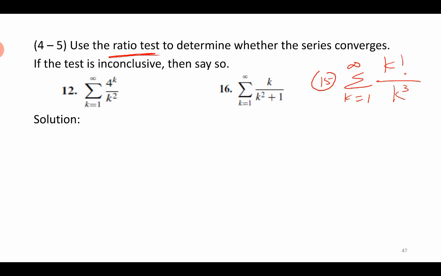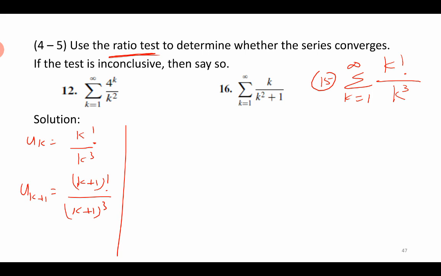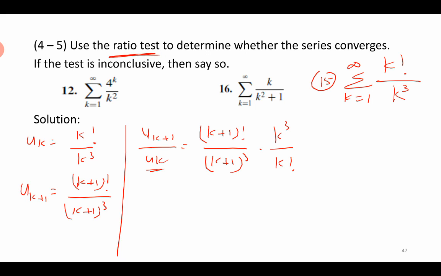Problem number 15. What is u_k, the kth term? It is given as k factorial divided by k cubed. What is u_(k+1)? Replace k by k plus 1: (k+1) factorial divided by (k+1) cubed. Now what is the ratio? u_(k+1) divided by u_k is (k+1) factorial divided by (k+1) cubed, multiplied by the inverse of u_k, which is k cubed divided by k factorial.